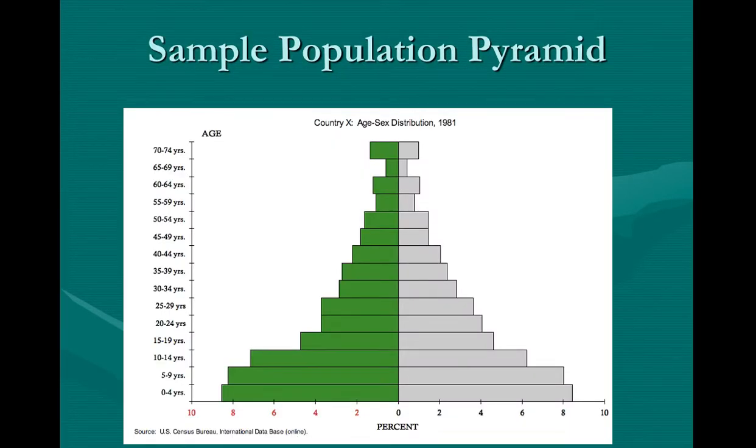Again, here's another sample we can look at. This will usually be males on the left and females on the right. If you go down to the bottom, about 8.5% of the entire country, this is a sample country, it's not really any specific country, 8.5% of the entire population is a boy age 0 to 4. If you look on the right side, the gray bar, about 8.5% of the total population is a female between the age of 0 to 4.